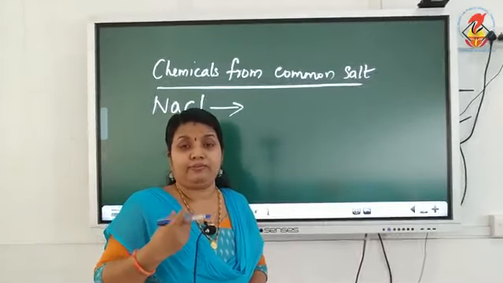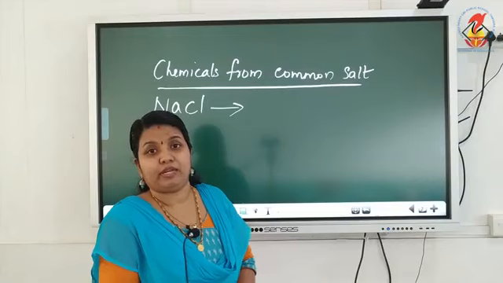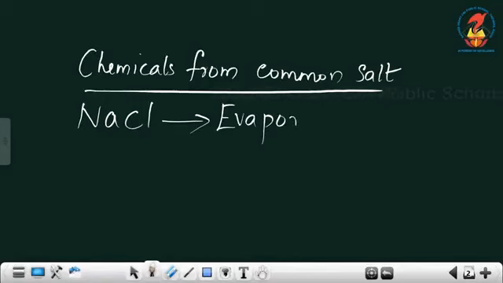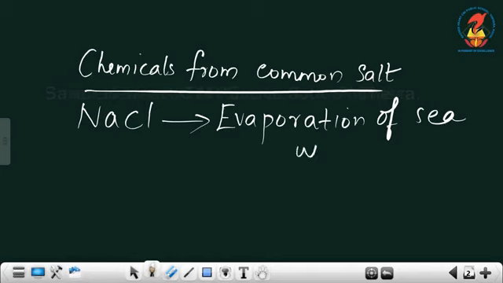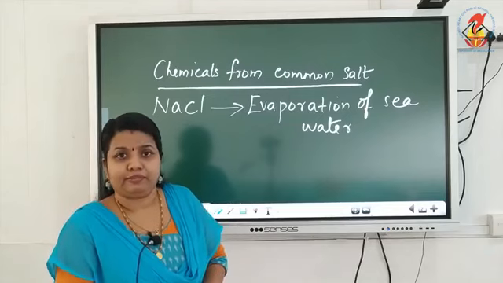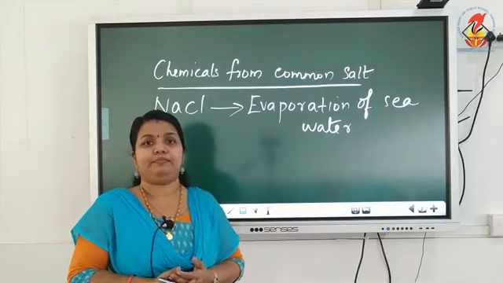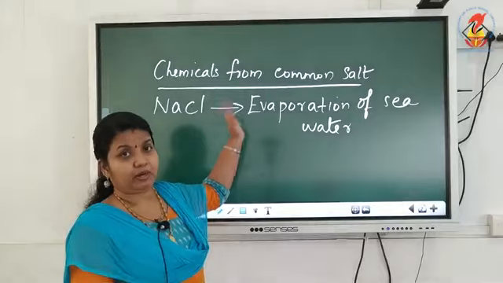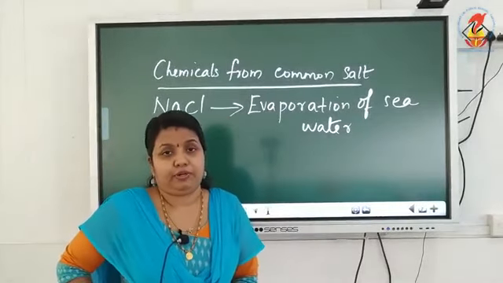As we have learned in smaller classes, sodium chloride is obtained from seawater by the evaporation of seawater. Seawater can be collected in shallow pits and due to the heat of the sun, the water gets evaporated and what is left behind is salt. That is how we get common salt, sodium chloride, by the evaporation of seawater.